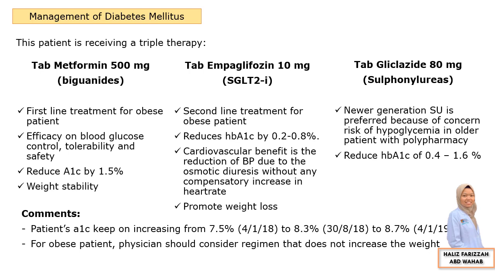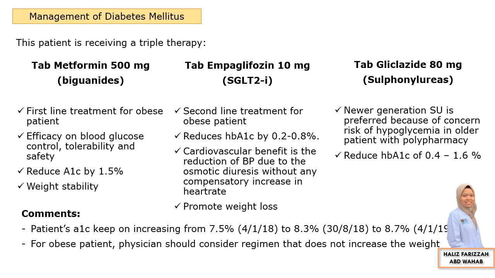The next drug is tablet gliclazide, 80 mg. It is a new generation of sulfonylurea and is more favored because of the concern for the risk of hypoglycemia in older patients with polypharmacy. However, for this patient, the HbA1c keeps on increasing from 7.4% on the 4th of January 2018 to 8.7% on the 4th of January 2019.